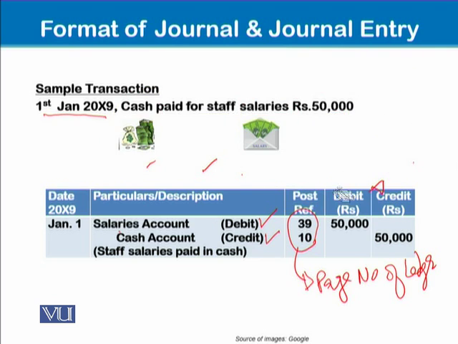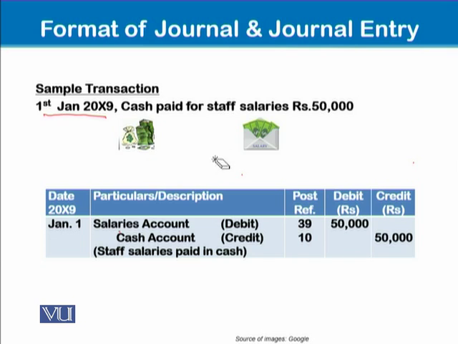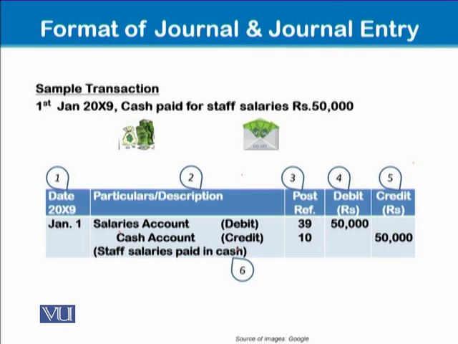After analyzing the transaction, just look at its different parts. Date, number 1. Number 2, particulars or description. We have put debit and credit in the particulars column. Then post reference. We have put the post reference here. Debit amount, credit amount, and narration. Narration is a small description of what has happened or what we have done in this journal entry.